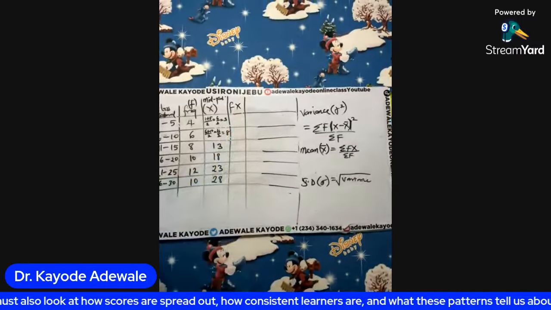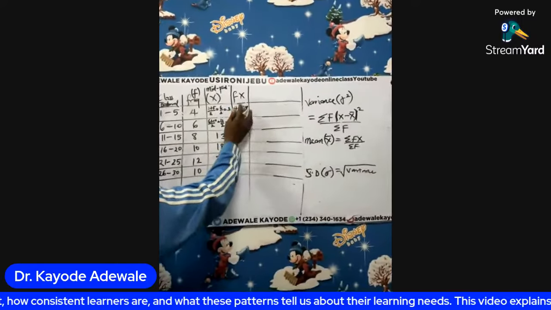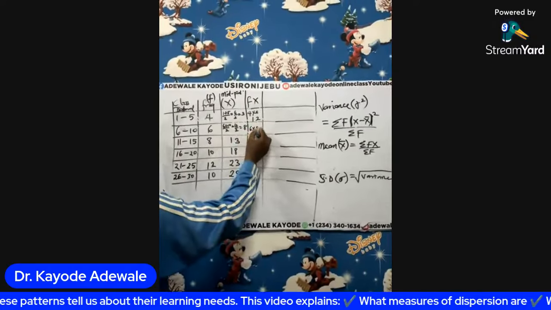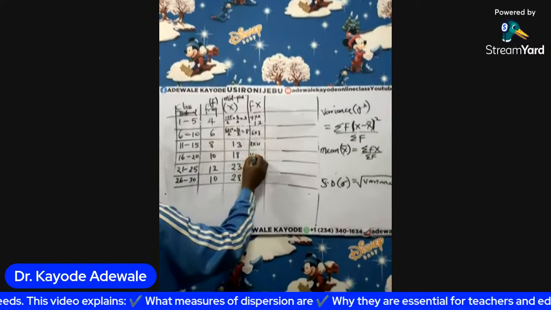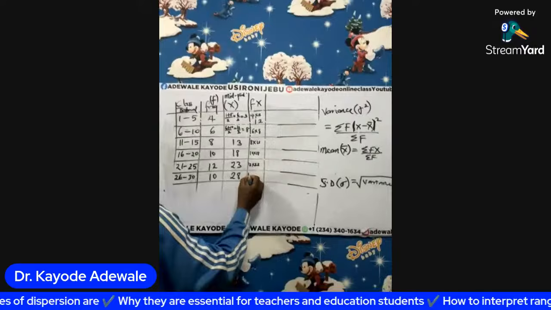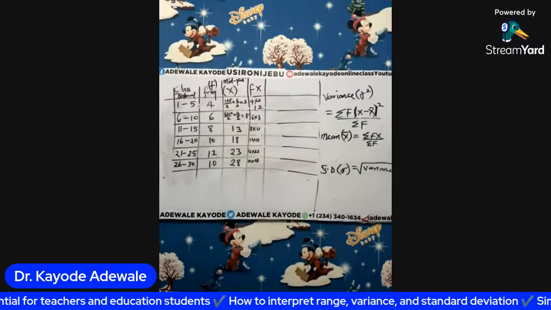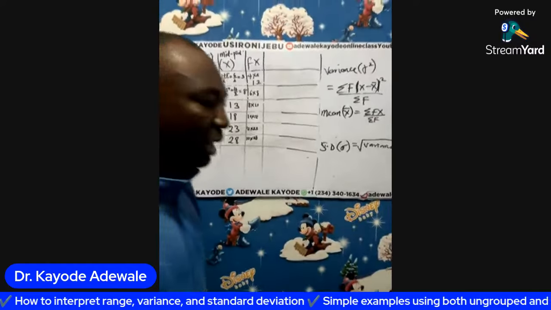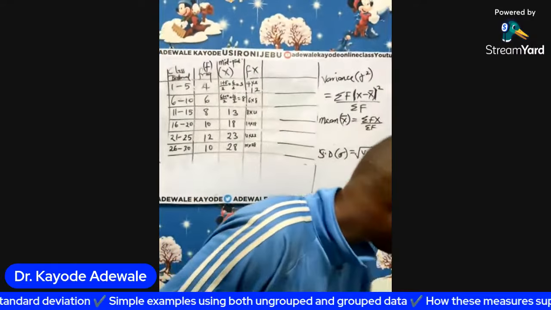So find FX by multiplying these two together. How do we get that? 4 multiplied by 3, that is 12. 6 multiplied by 8. 8 multiplied by 13. Then 10 multiplied by 18. Then 12 multiplied by 23. Then 10 multiplied by 28 to get your FX. Can you get that for me? I want to charge us to work now.